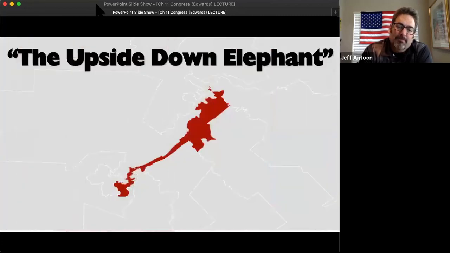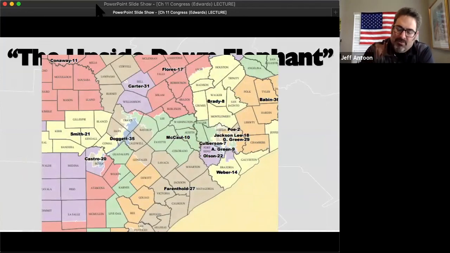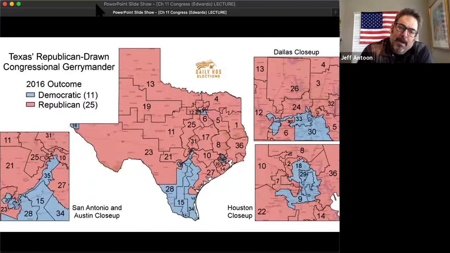Let me help you out. Can you see the upside down elephant? Just turn your head. Hey, there are the ears, there's the trunk, there's the feet. You get it. Hopefully you see it somewhat. So let's look at some of the bad ones. Again, I just wanted to show you what it looks like. There's Austin. Those are counties, but again, it's dividing it up. I'm not going to go through a lot of this.